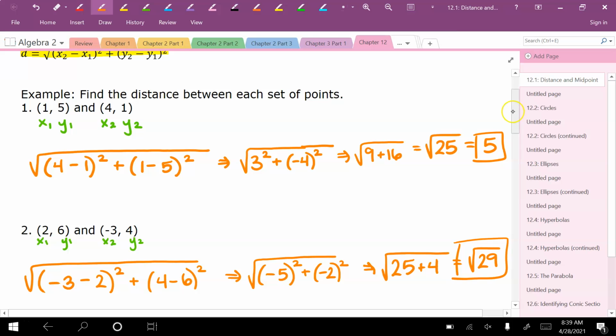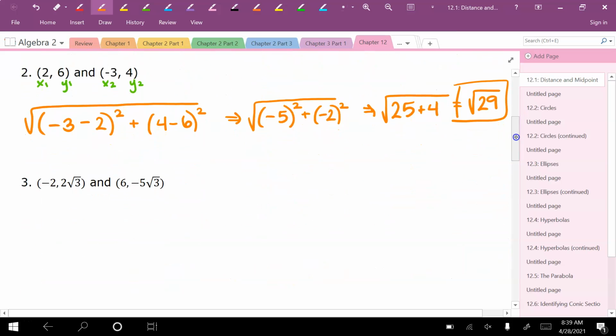Now, if you guys take a look at number 3 here, we're still using that same formula. They've just thrown in different types of numbers. We still have numbers here, but we also have these square roots attached. So I want to go through this one with you guys so you can see what's going to happen with those terms that have the square roots of 3. So I'm still going to label this first coordinate x1, y1, and the second one x2, y2.